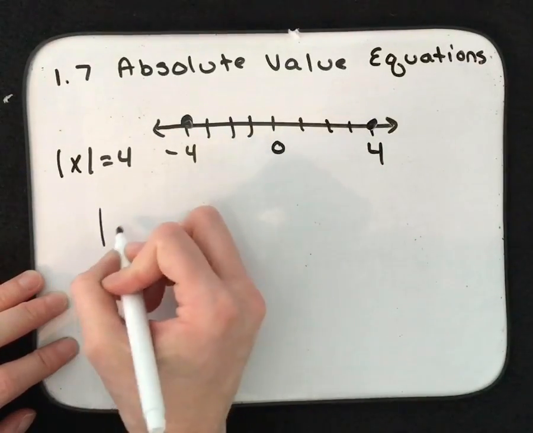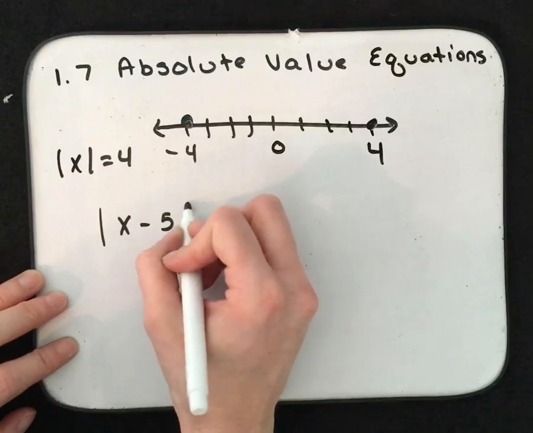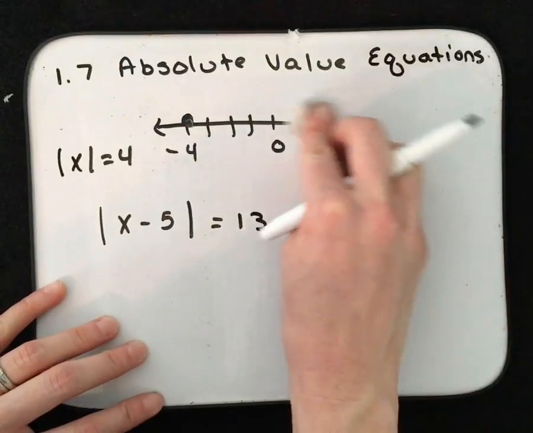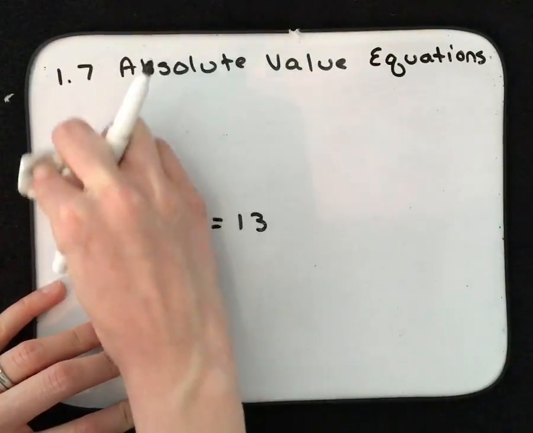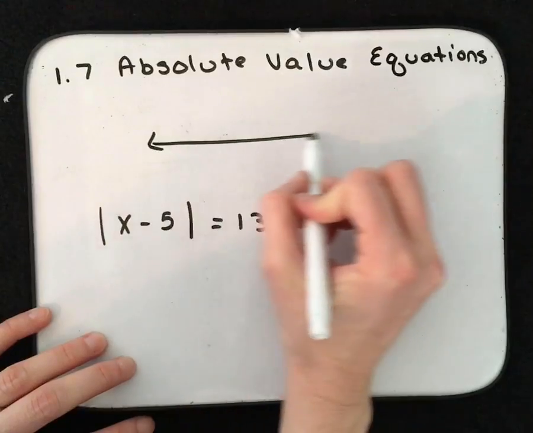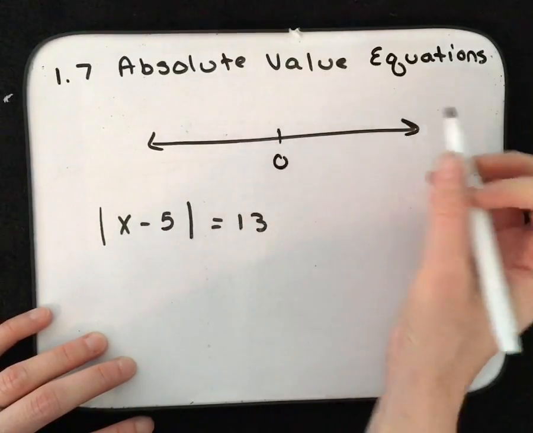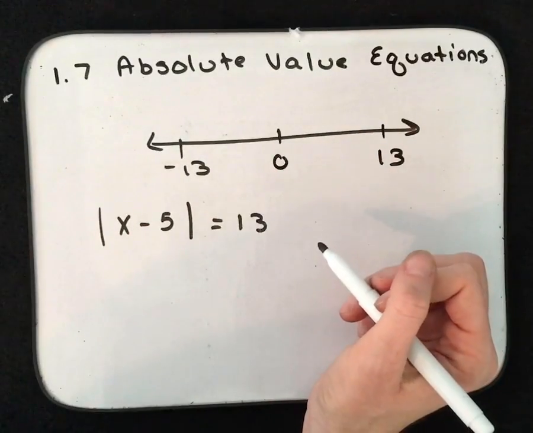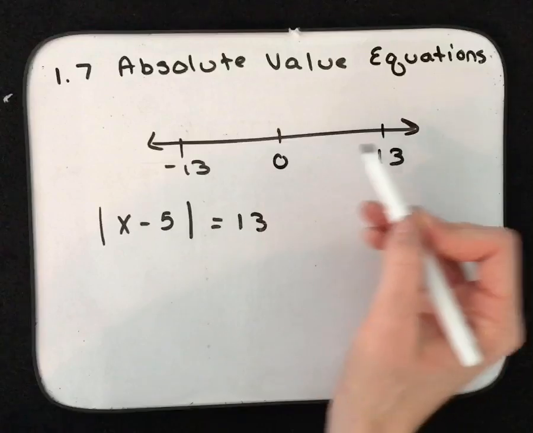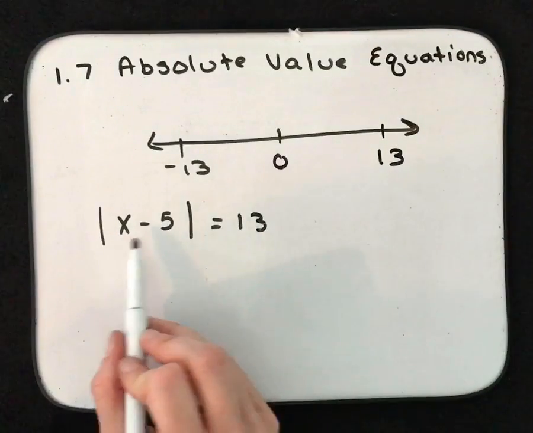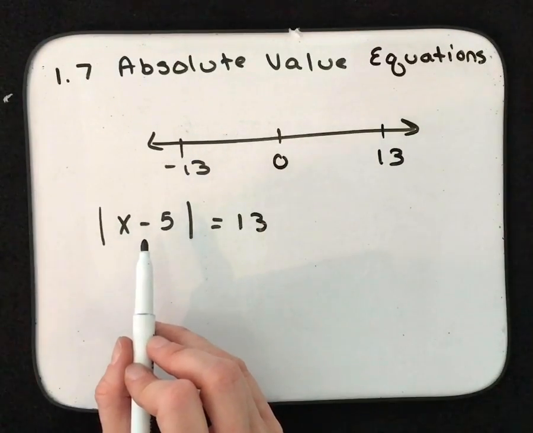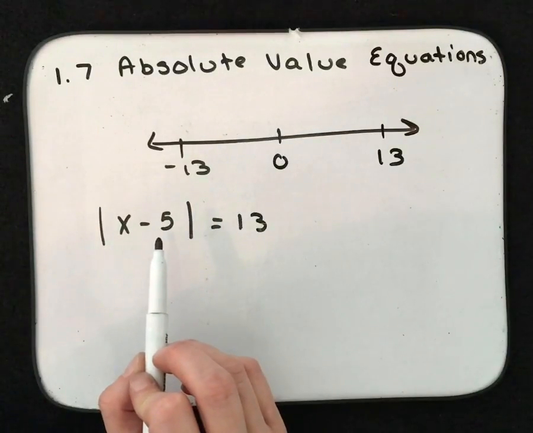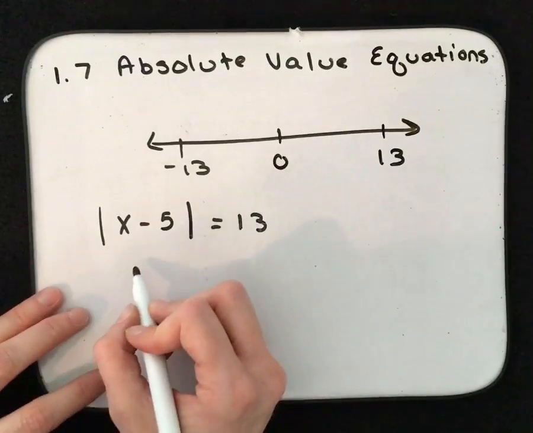So if I have the absolute value of x minus 5, and I say that that's equaling 13. So let's change up my number line here. 0 is here, 13 is here, negative 13 is here. So this means that I need to consider 13 spaces from 0 in the positive direction as a solution to x minus 5. But I also need to consider 13 spaces from 0 in the negative direction as a solution to x minus 5. So that means I need to look at this in 2 parts.